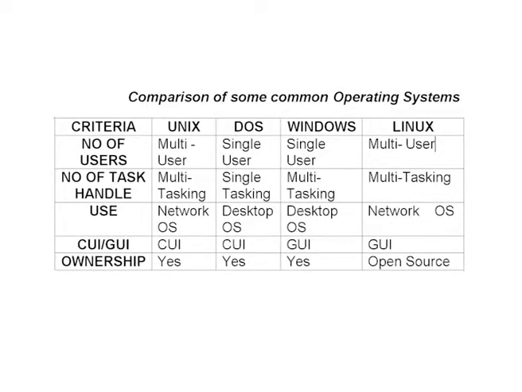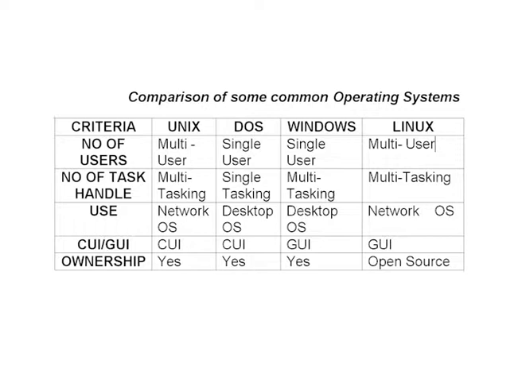Now, table 3.1 gives you a comparison of some common operating systems. The first column would be the criteria and then the different operating systems, that is Unix, DOS, Windows and Linux. The first thing we will discuss is the number of users. Unix is multi-user, DOS single user, Windows single user, while Linux is multi-user. Then is the number of tasks handled. Unix is a multitasking system, DOS single tasking, Windows multitasking and Linux also multitasking.